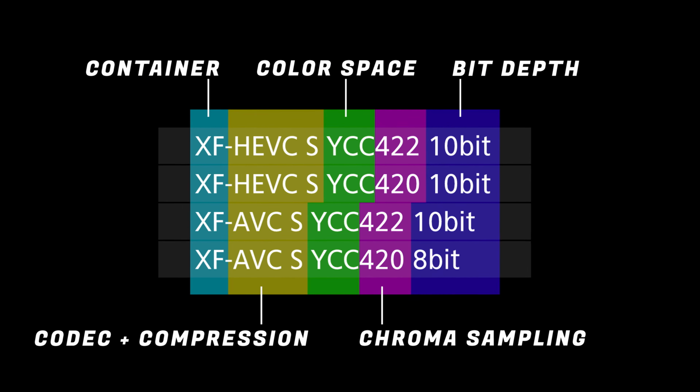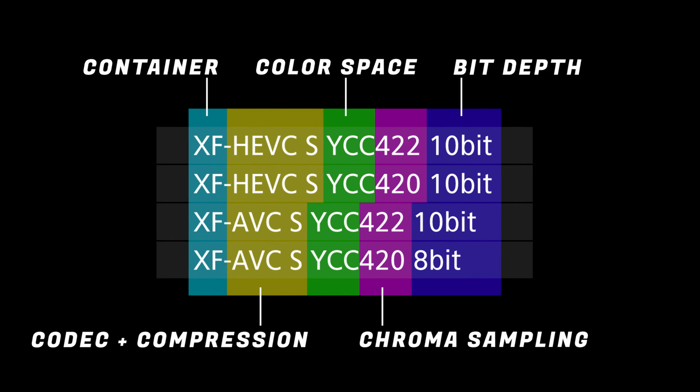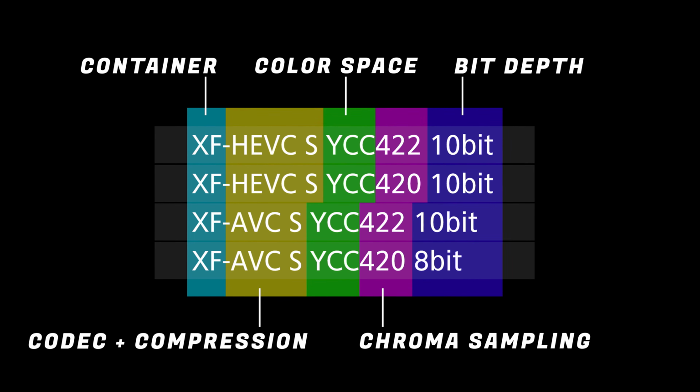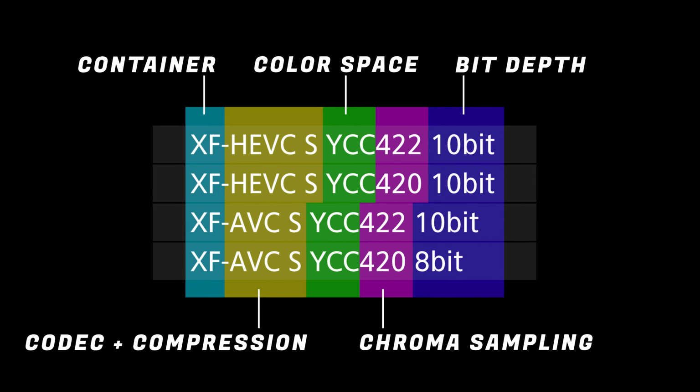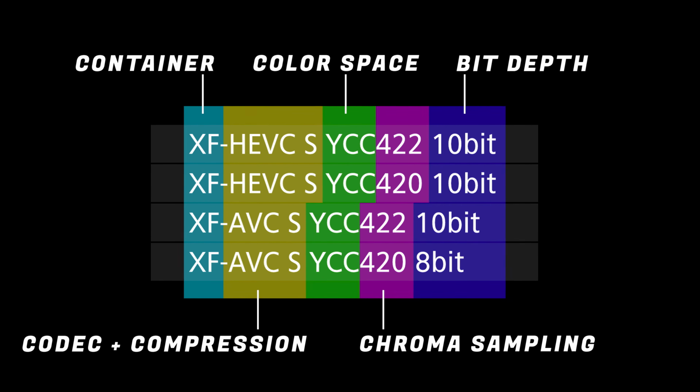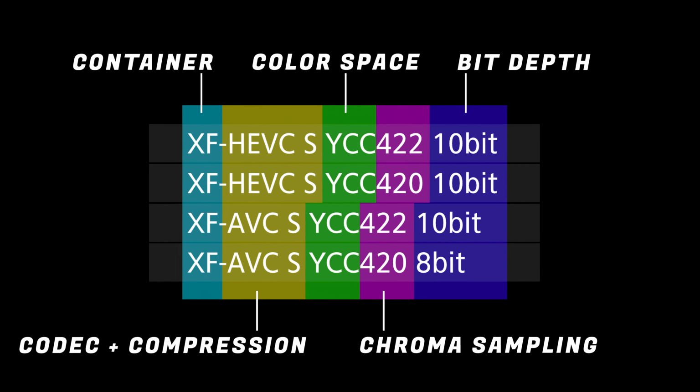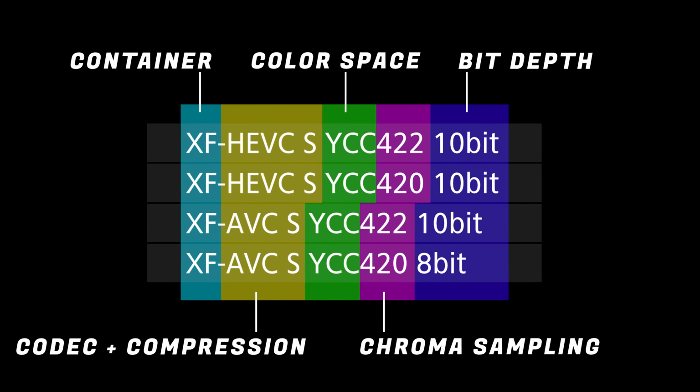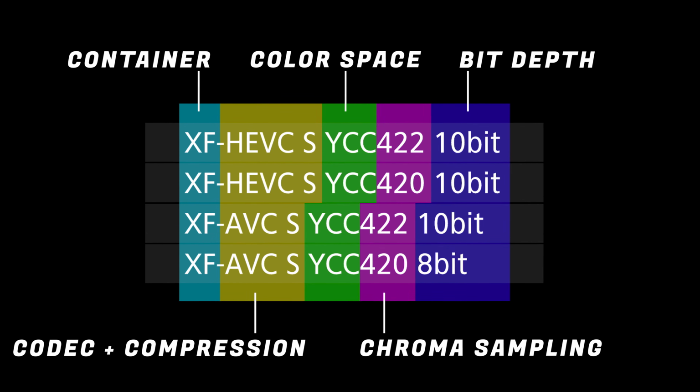So now you can take a look at these file formats, these names, and you can decode it yourself. You understand that this is the container, this is the codec, you have the compression of the codec, then you have the color space, then you have chroma sampling, and then you have the bit depth. So that's these names in a nutshell. Now you understand how to decode them and understand what all these letters and numbers mean.